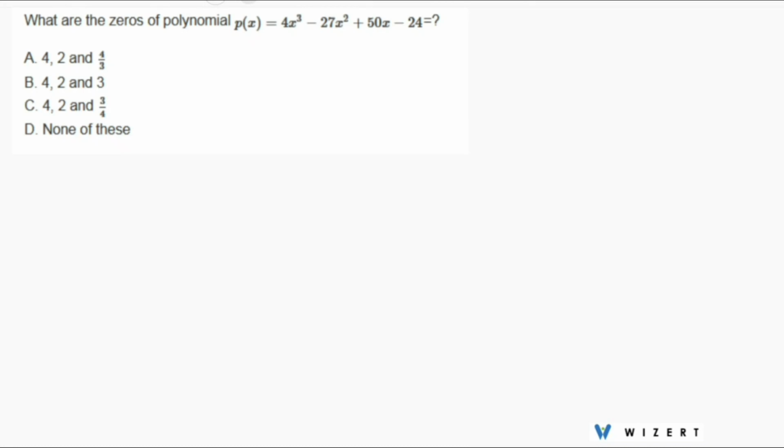We have this question here. What are the zeros of the polynomial p of x equal to 4x cube minus 27x square plus 50x minus 24?